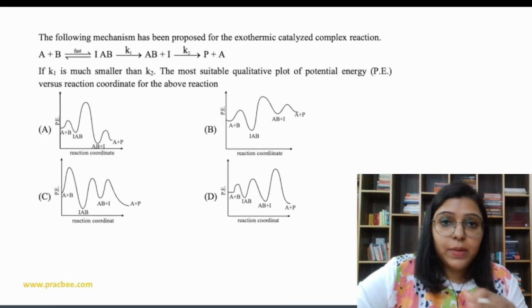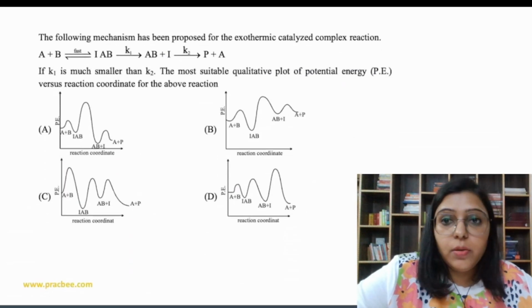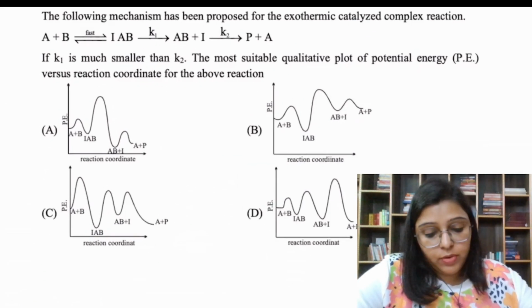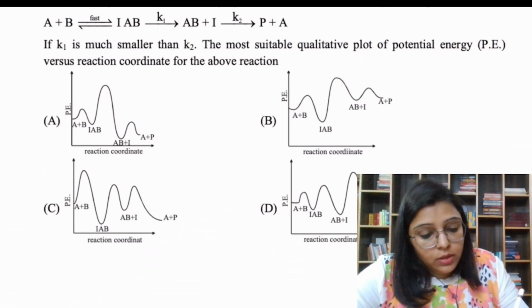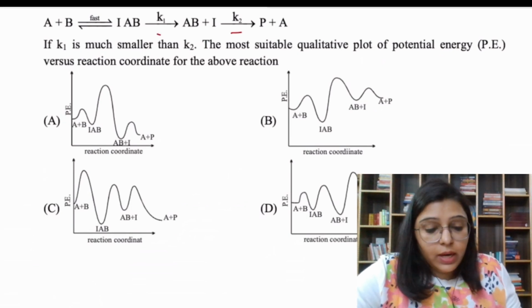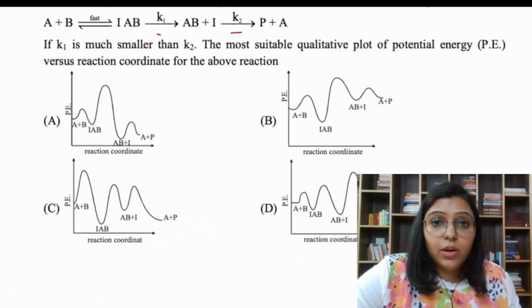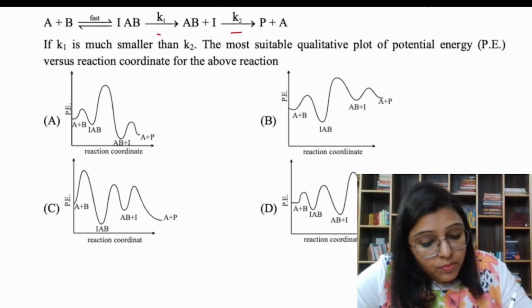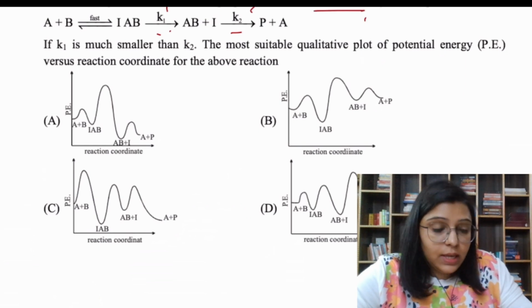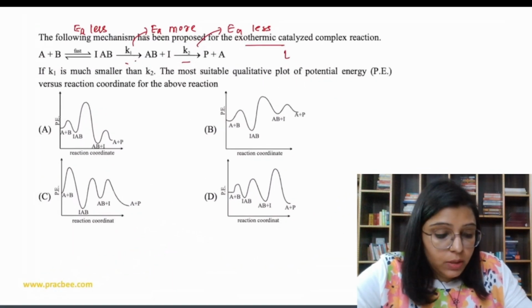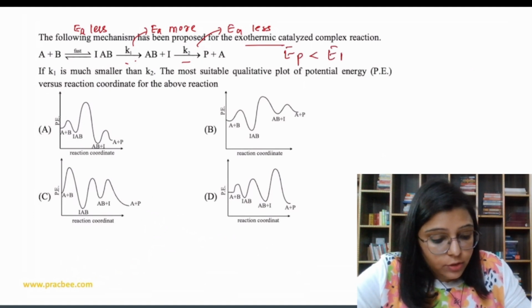The following mechanism has been proposed for the exothermic catalyzed complex reaction. So A plus B, it is fast. If it is fast, the activation energy is very less. K1 and then K2, and it says K1 is much smaller than K2. So if K1 is much smaller than K2, that means the activation energy is more. And here the activation energy is less. Exothermic means the energy of the product is less than the energy of the reactant.